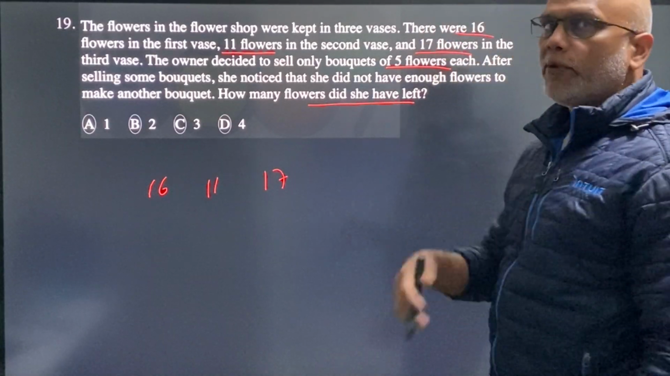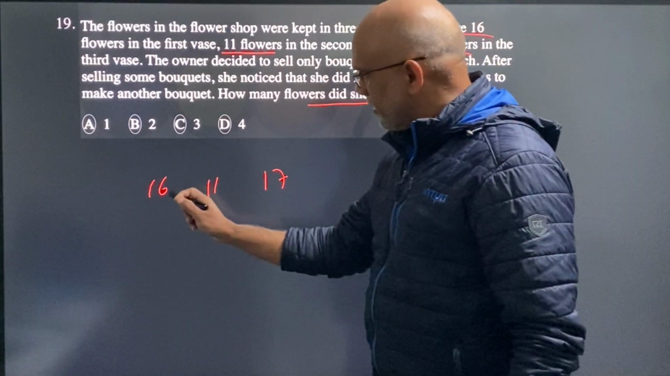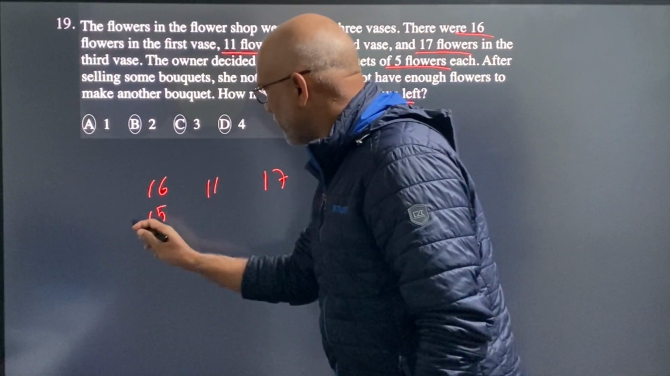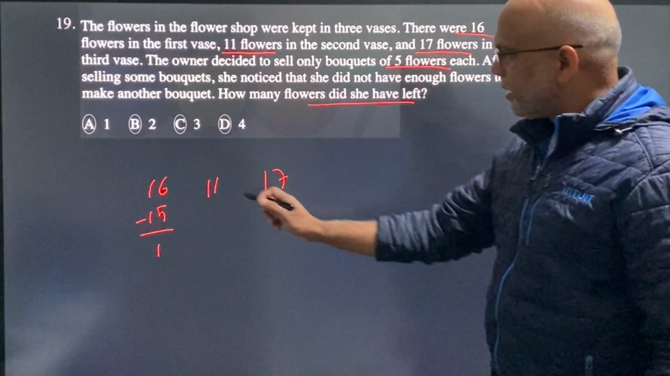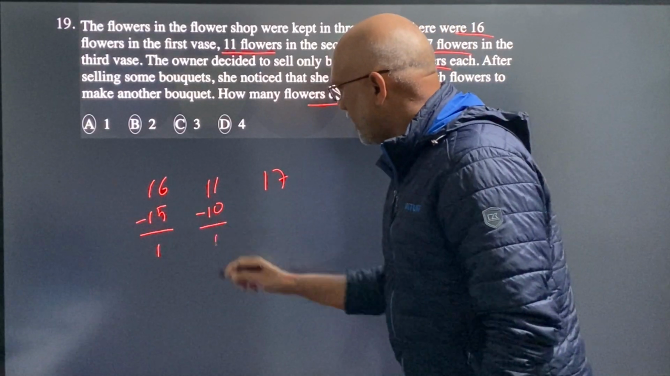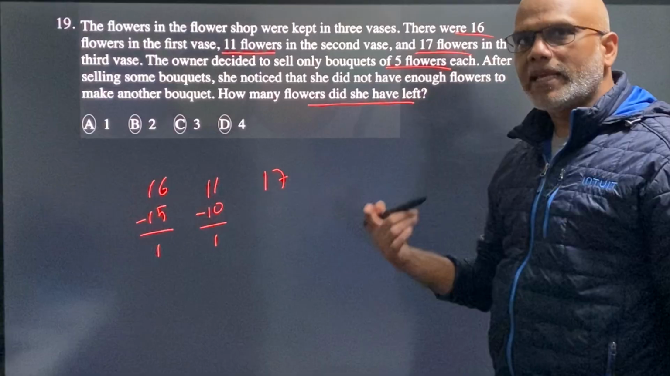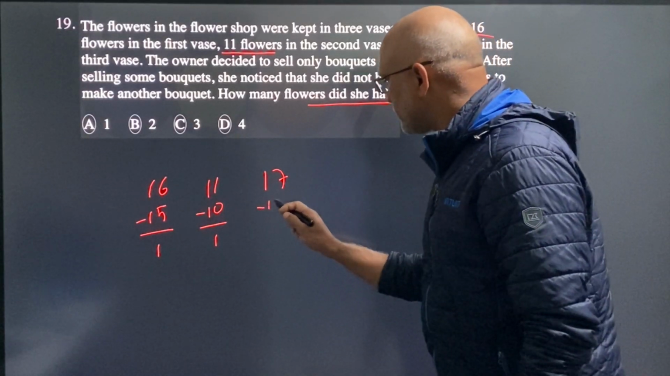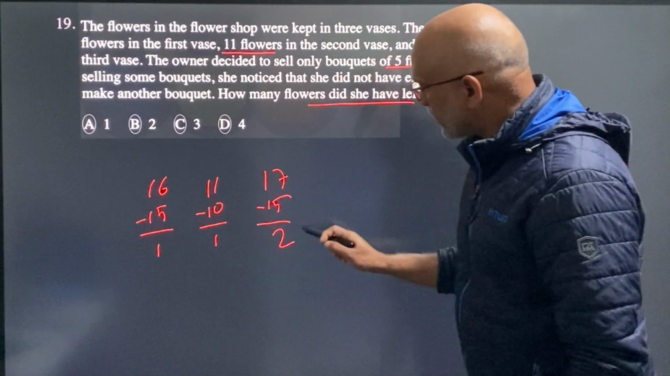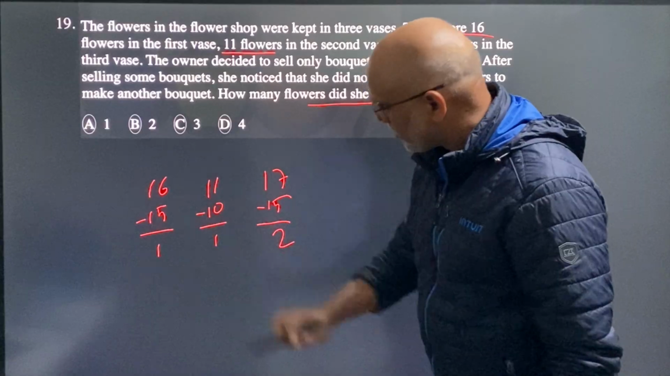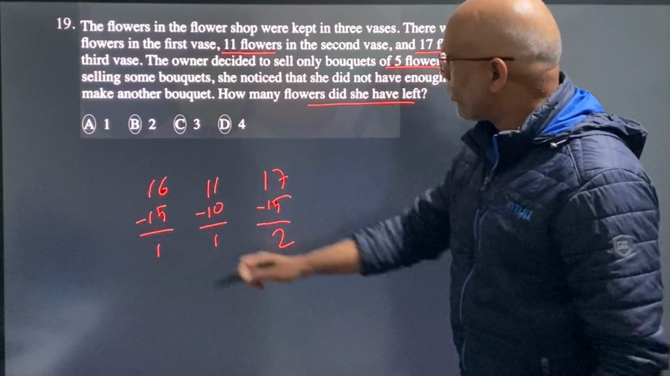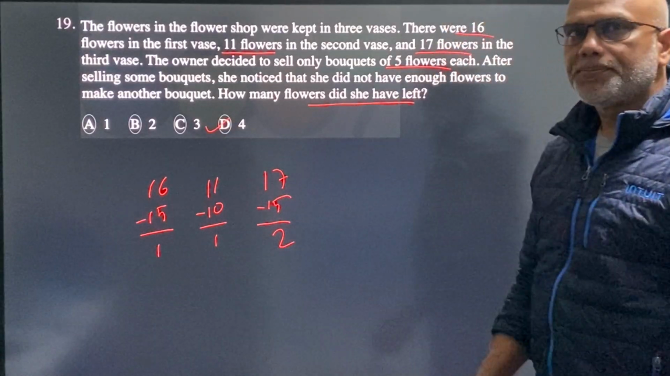17 in the third, and we are selling groups of 5. So from here I can sell 5, 10 or 15, but no more. So if I take away 15, I have 1 left. Here I can sell 5 or 10, but no more. So if I sell 10, I have 1 left. Here I can sell 5, 10, 15, no more, right? Minus 15, then I have 2 more. So even if I add the remaining flowers, 2 plus 1 plus 1 is 4, I cannot have another group of 5, right? So I'll have 4 left. D is the correct choice.